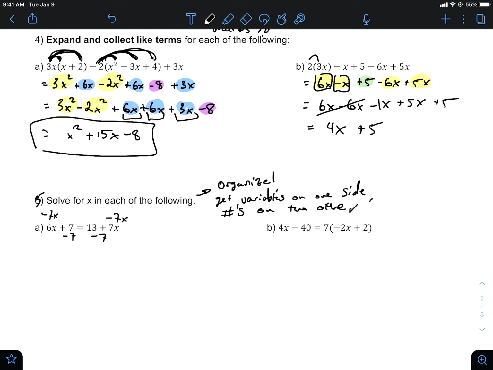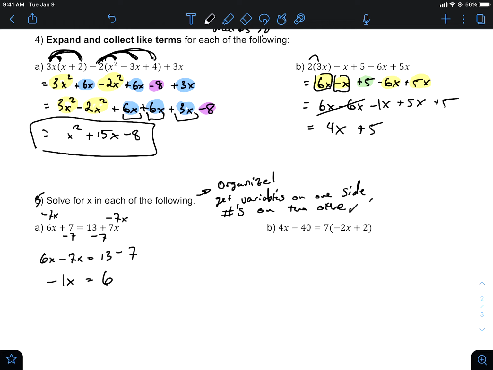So if I were to rewrite this line now, I'd get 6x take away 7x has to equal 13 take away 7. And you notice all my variables are on the left now and my numbers are on the right. And I'm good to go. Okay, so now you can say, okay, well, what's 6 take away 7? That's negative 1x is equal to 13 take away 7, which is 6.